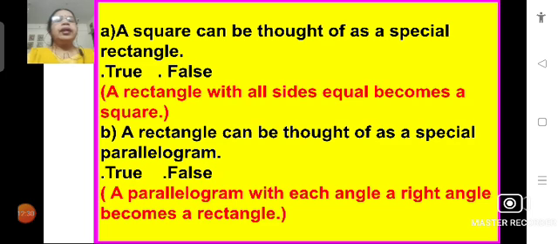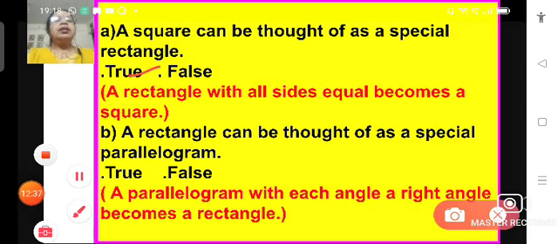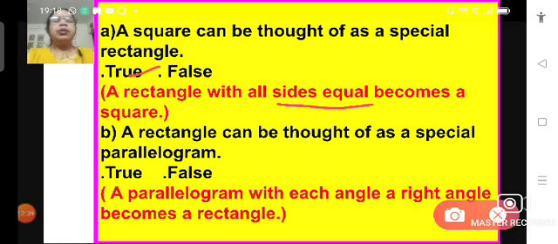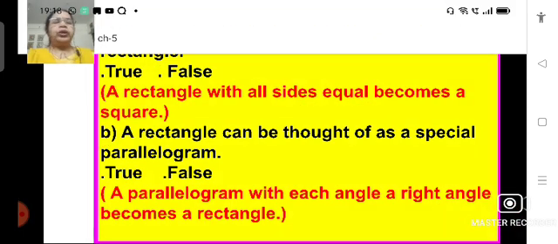Next one, a square can be thought of as a special rectangle. Yes, it is true because a rectangle with all the sides equal will become a square. So it can be thought of as a special rectangle. Next one, a rectangle can be thought of as a special parallelogram. This is also true because a parallelogram with each angle a right angle becomes a rectangle. So yes, a rectangle can be thought of as a special parallelogram.